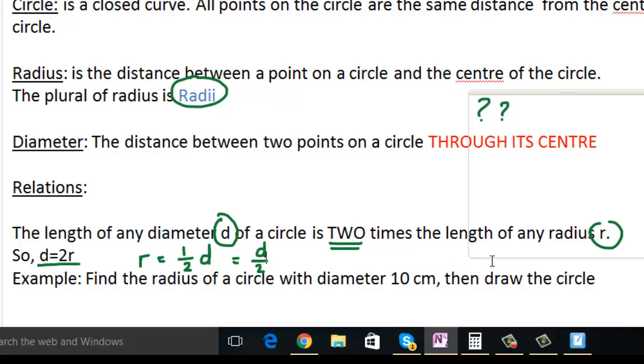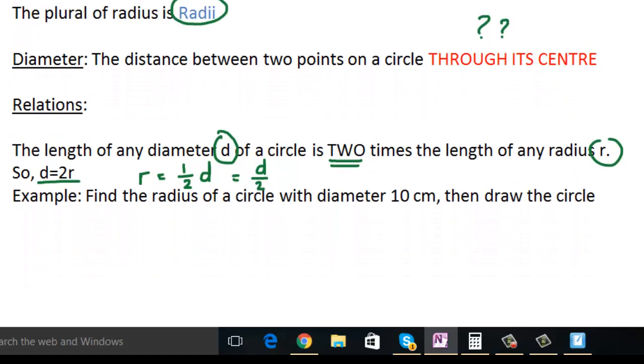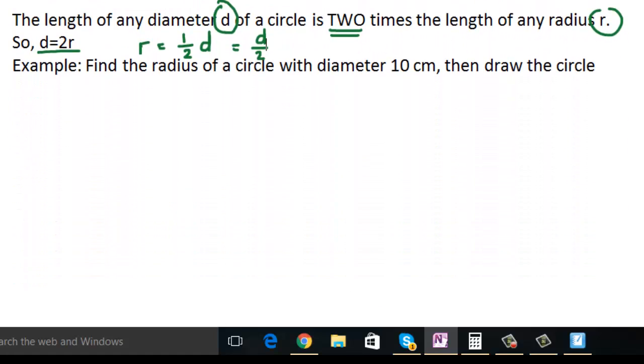So let's see this example. It's saying what? Find the radius of a circle with diameter 10 centimeter. So from what I know, D is 10 centimeter. I need the radius, which equals half of the diameter, meaning 10 over 2, which means 5 centimeter.